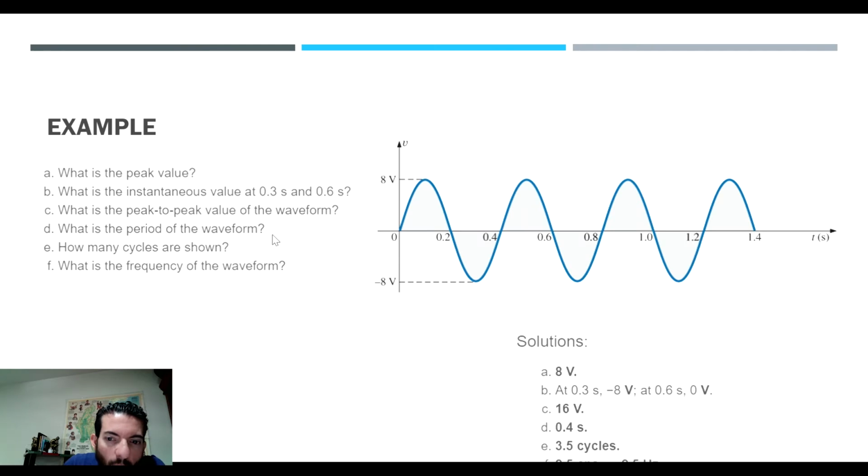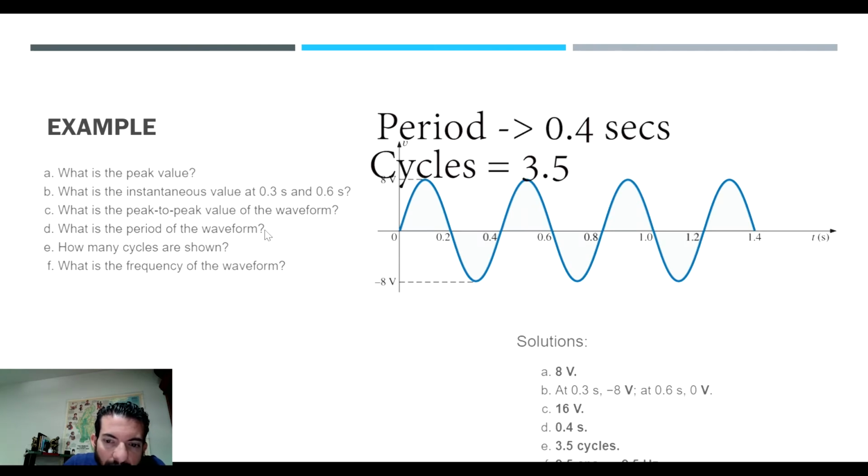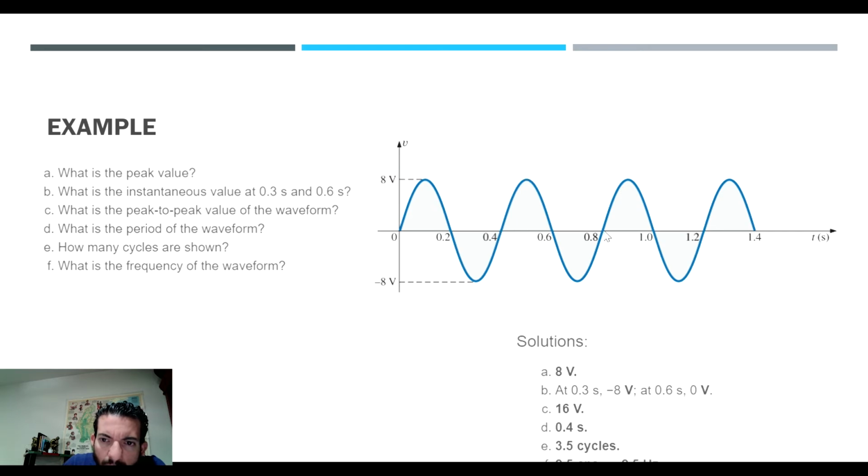What is the period of the waveform? Let's see, we have 1, 2, 3.5, so 3.5 cycles. Yes, 3.5 cycles. And what is the frequency of the waveform? We know the frequency has units of 1 over seconds, that's hertz. So we have to do cycles divided by time. Cycles is 3.5 cycles and time is 1.4 seconds. So let's go ahead and compute that.